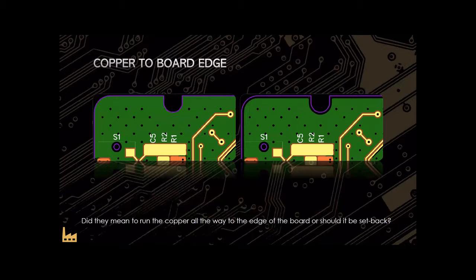Another simple issue to fix is the copper to board edge. On the left side, we can see that copper is running all the way to the board edge. And the problem with this is when we cut out the board, you're going to have copper exposed along the edge of the board. This can be intentional, and it might not have an effect on a board, but it can also ruin a board in some cases.